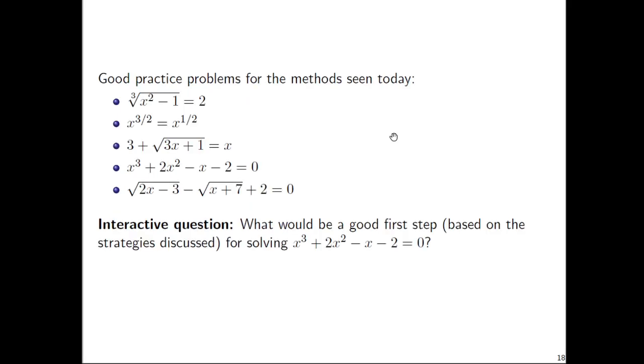So here are some practice problems that you could try that would use the methods that we've talked about here. Maybe look at cube root of x squared minus 1 equals 2, or x to the 3 halves equals x to the 1 half, or look at 3 plus root 3x plus 1 equals x, or try x cubed plus 2x squared minus x minus 2 equals 0, or try root 2x minus 3 minus root x plus 7 plus 2 equals 0. For an interactive question, how about this? What would be a good first step based on the strategies we have discussed for solving x cubed plus 2x squared minus x minus 2 equals 0?